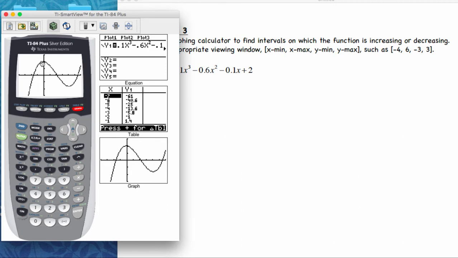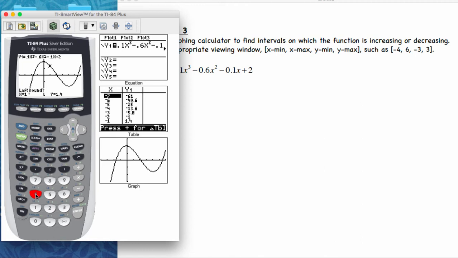So the first thing I'm going to do is find this maximum point right here, because that is where my graph changes from increasing to decreasing. So in order to do that, I'm going to hit second and then trace, and that gives me my calculate window. You can see above trace in blue, it says calc, and that is the calculate window. And then I'm going to go ahead and type in a 4, because 4 will give me maximum. You can always just arrow down on that screen until you highlight maximum and then hit enter.